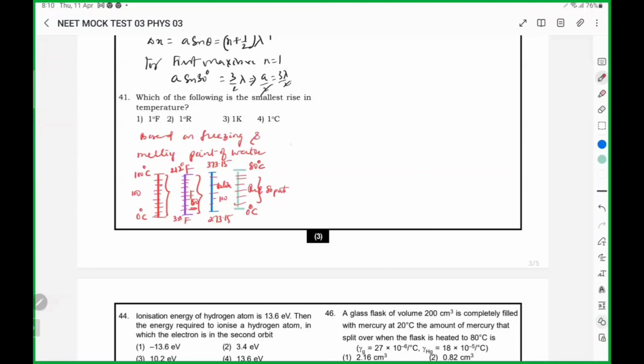So here I will write one word. There are 180 divisions for the same range, which are more divisions compared to other scales. So obviously 1 degree Fahrenheit is the smallest rise.